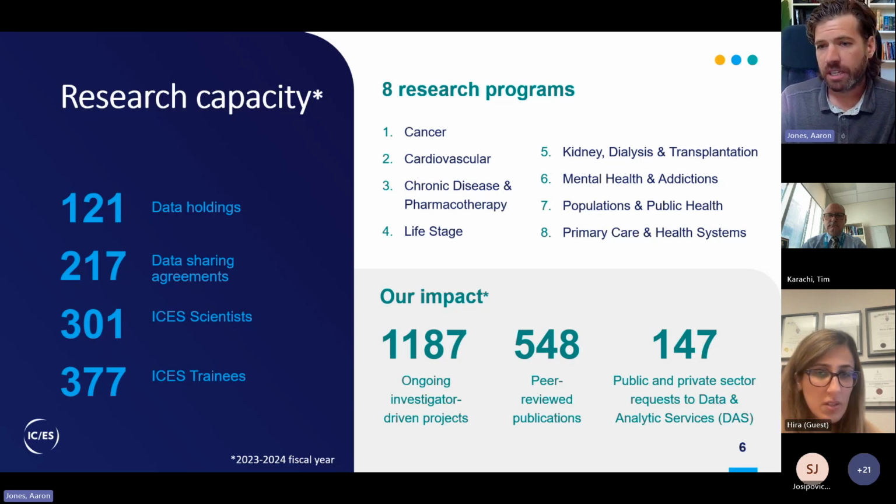The research that happens at ICES is quite broad. You can see it's split across 8 different research programs, a number of clinical areas, as well as epidemiological and population health questions. And so within the last fiscal year, there were over 1,200 ongoing investigator-initiated projects that resulted in 550 peer-reviewed publications that used ICES data.